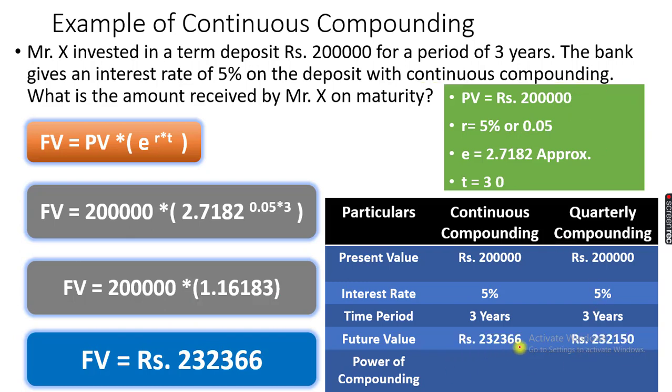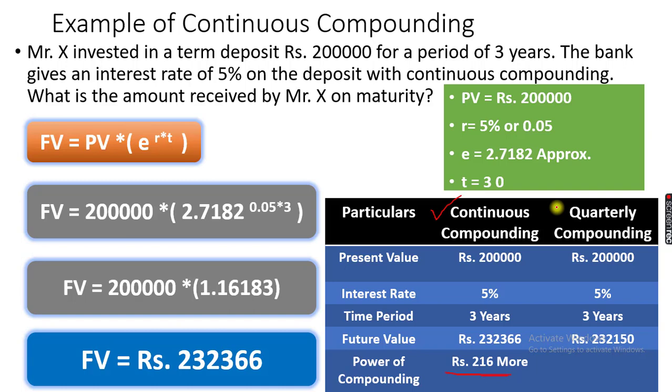The future value in the case of continuous compounding is 2,32,366, whereas in the case of quarterly compounding it is 2,32,150. Due to the power of compounding, continuous compounding earns a greater rate of interest, or otherwise adds a greater amount of interest to the future value. The future value is 216 rupees more than the future value in the case of quarterly compounding. So with this we can understand that the higher the frequency of compounding, despite all other factors remaining the same, the higher will be the future value of money.